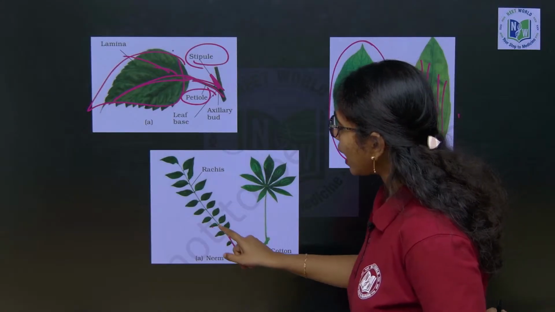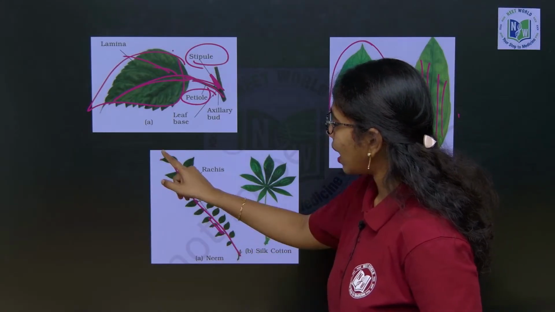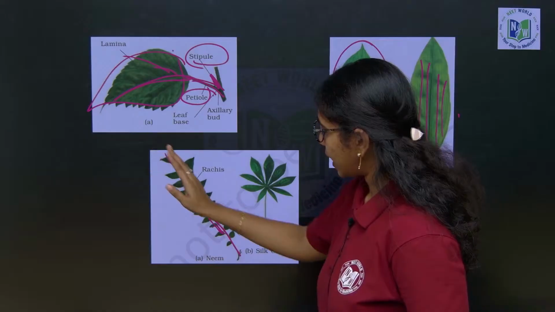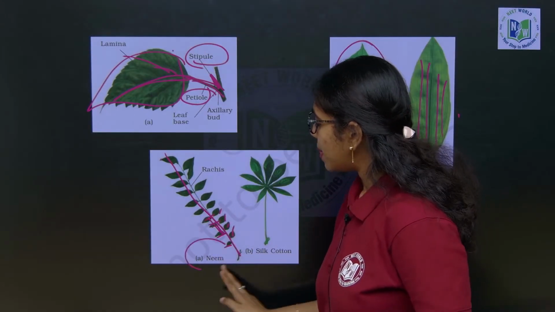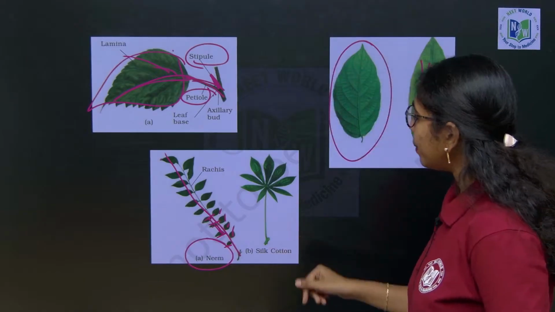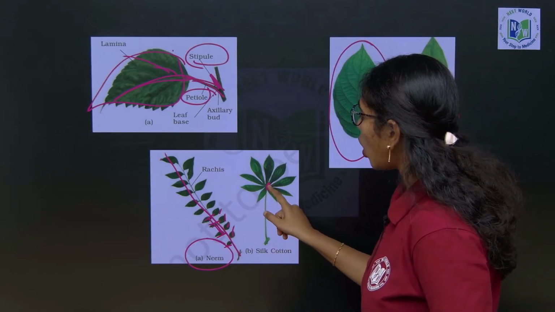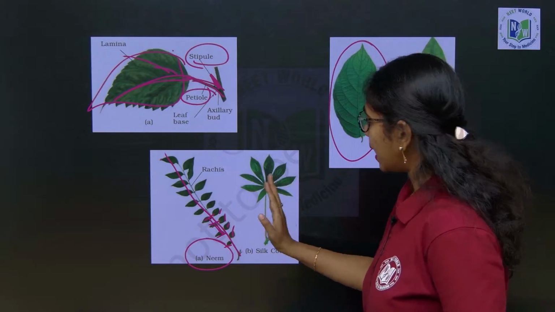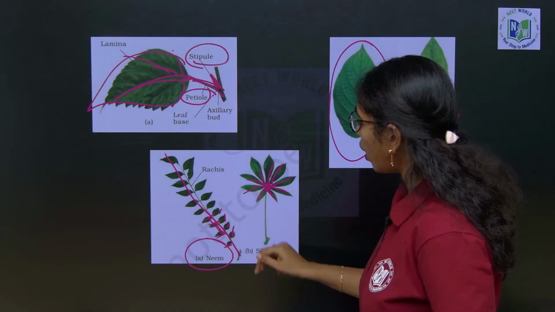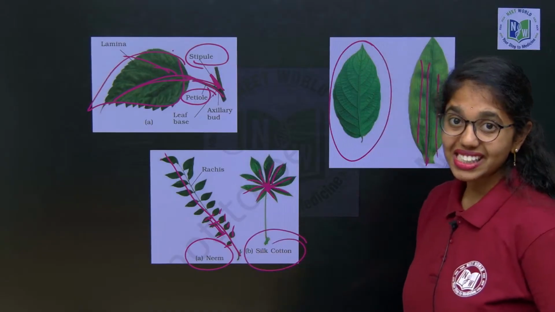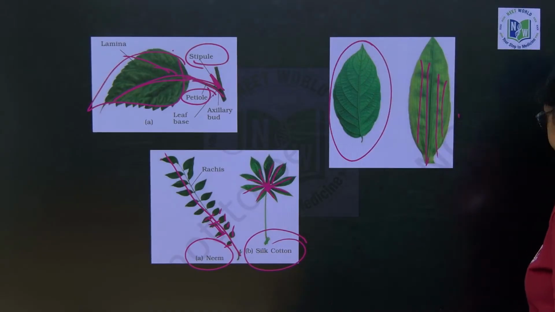Pinnately compound, where the leaflets are arranged in successive order along the rachis. The best example is neem. Palmately compound, at the apex region you can find many leaflets at the terminal point. The best example is silk cotton.